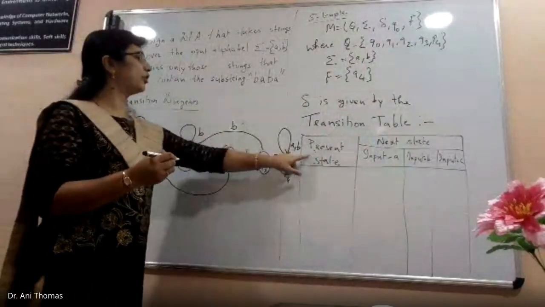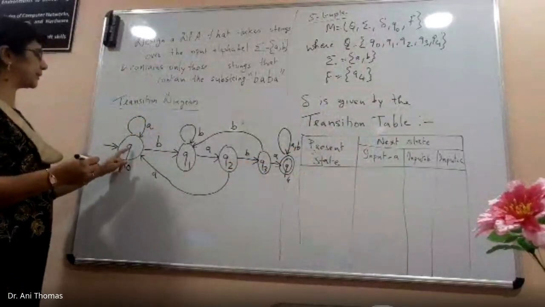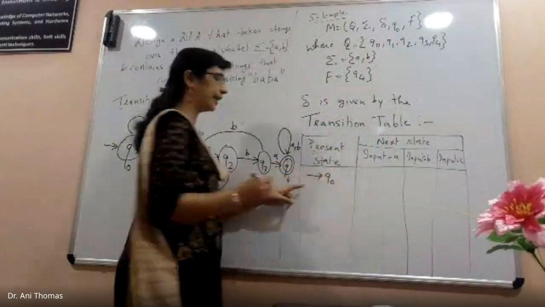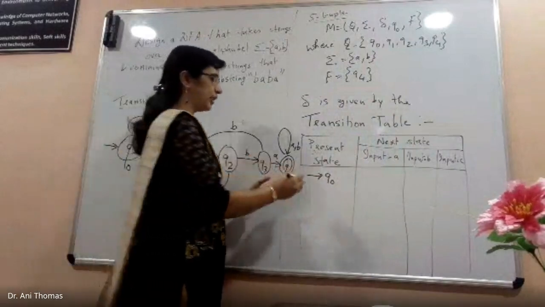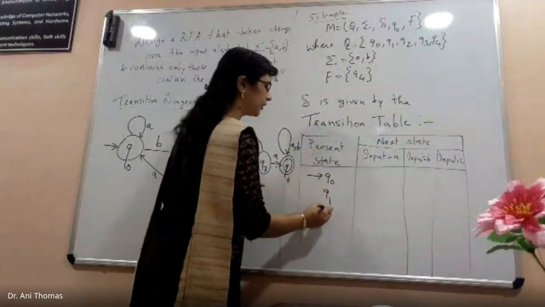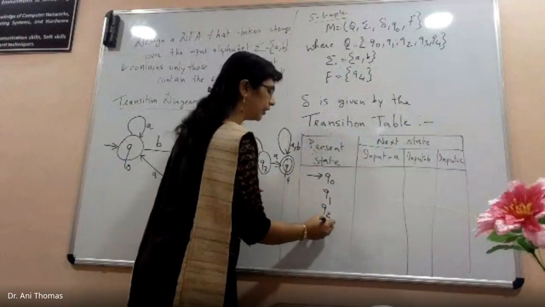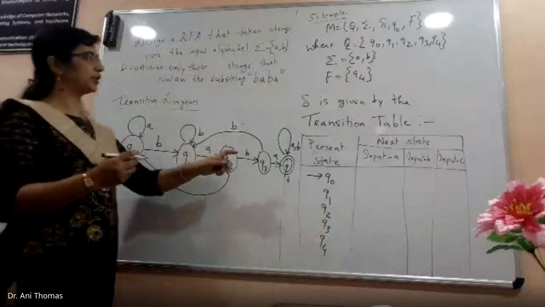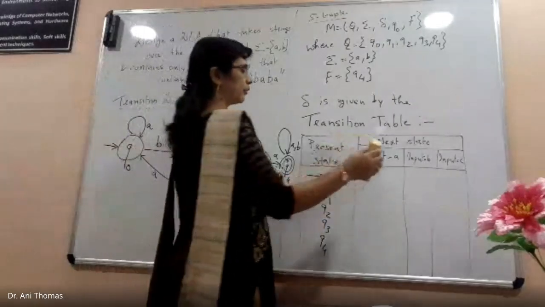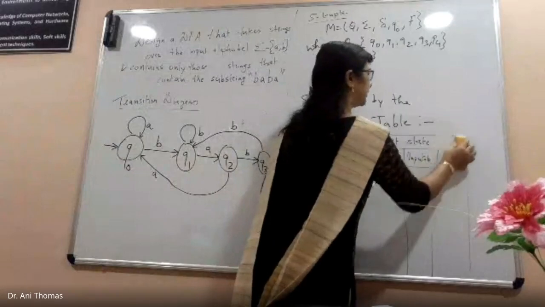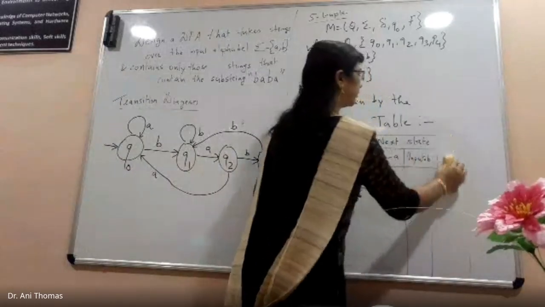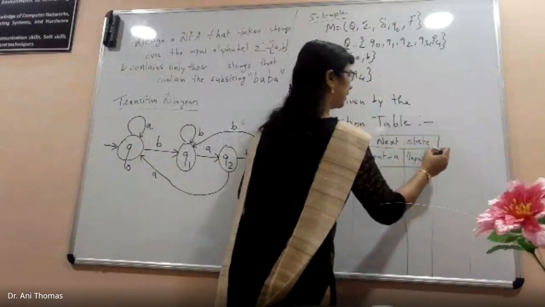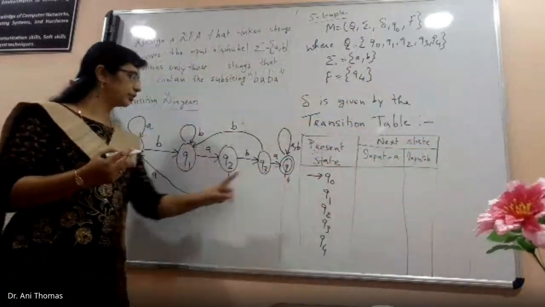First we will put all the states in the present state starting from Q0, since it is an initial state. An arrow will be before this Q0, the initial state. Then Q0, Q1, Q2, Q3, Q4. Now we will write on input A and input B.